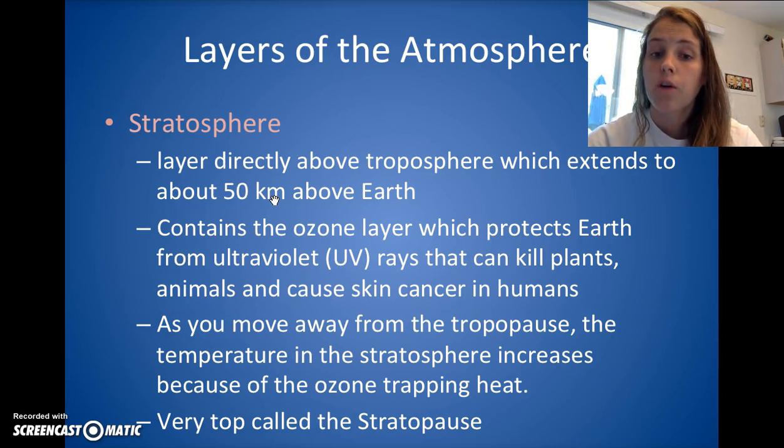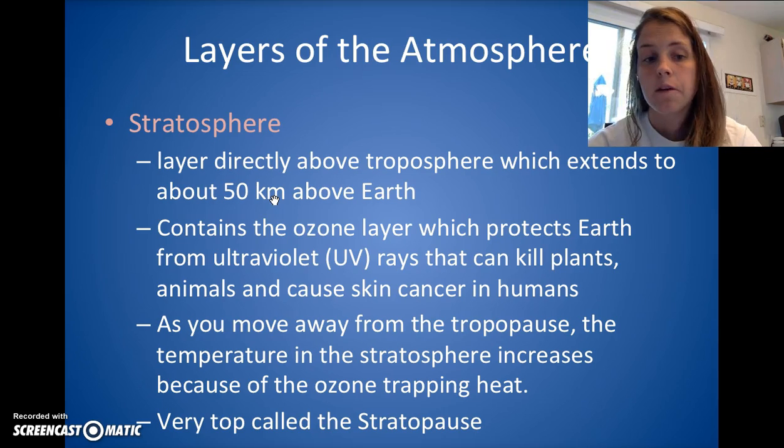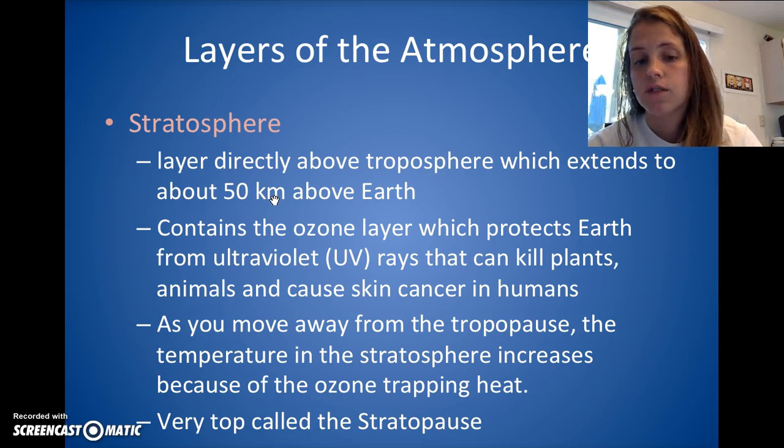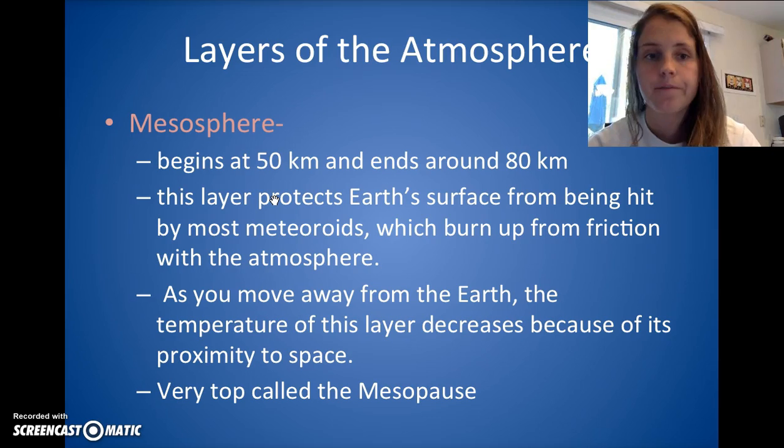This is the area where our ozone layer is, which protects from UV lights, which kills plants, animals, and causes skin cancer in humans. And as you move away from the tropopause, so at the top of the troposphere, the temperature in the stratosphere increases because the ozone is trapping heat. So the very top of the stratosphere is called the stratopause.